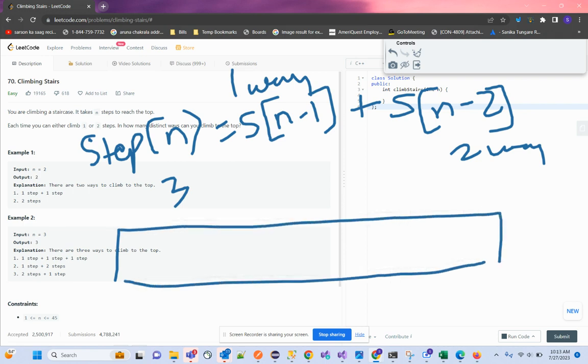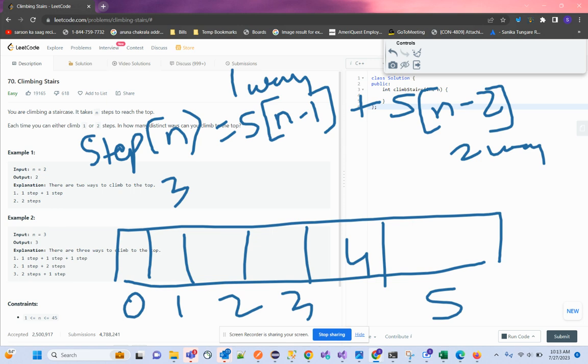So this is an array. This is 0, 1, 2, 3, 4, and say 5. This much is enough. So if we have n equal to 5, how are we going to solve it with this particular formula? For 0 steps, we are going to climb 0 ways. We also know that for climbing one step, we need only one way.